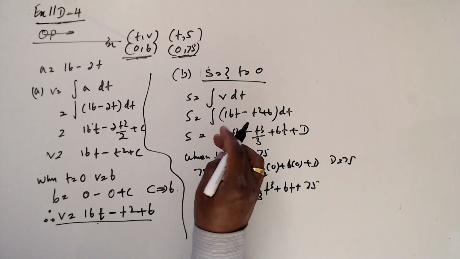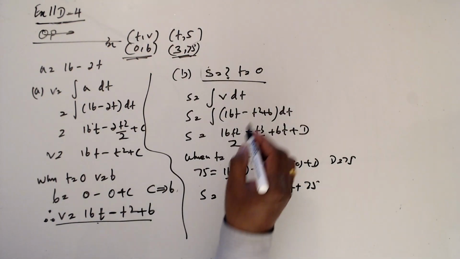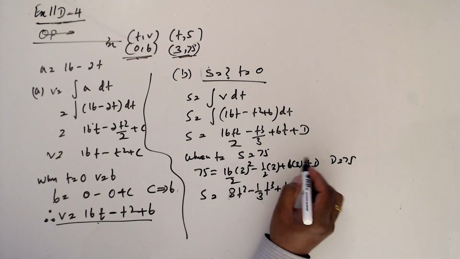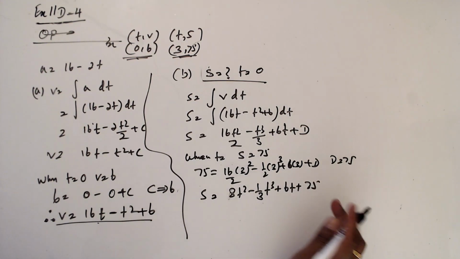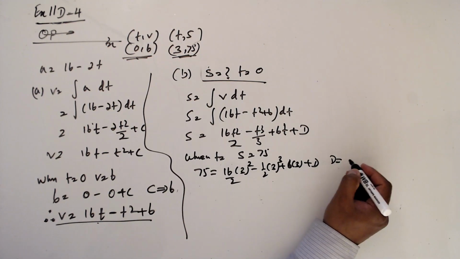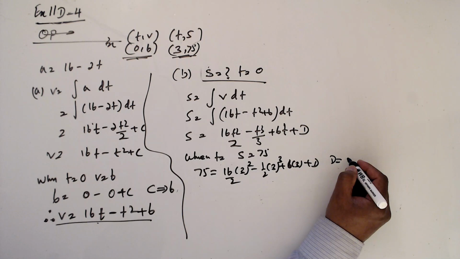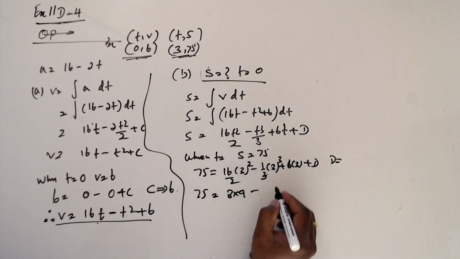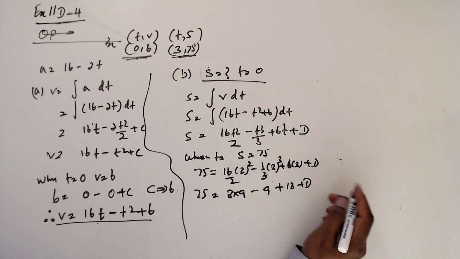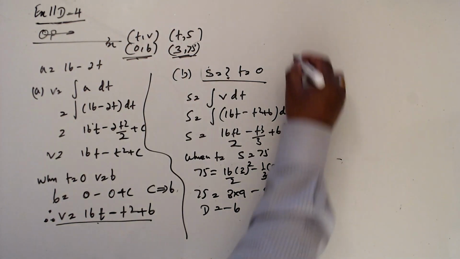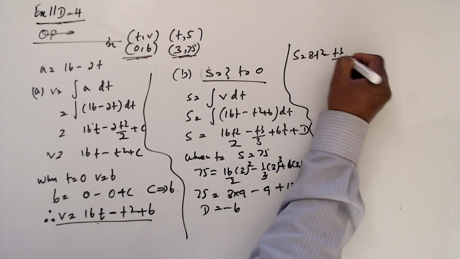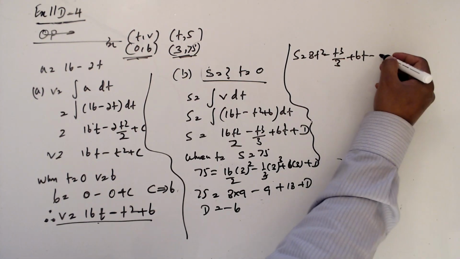Sorry, I need to do one more correction. This is t equals not 0, that is 3. Then this is going to be 3 squared, 3 cubed and 3. Then when we solve this one, 75 equals 8 times 9 minus 9 plus 18 plus d. The d value is minus 6. Then the equation we get is s equals 8t squared minus t cubed over 3 plus 6t minus 6.